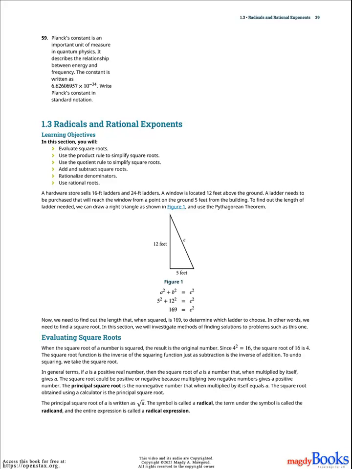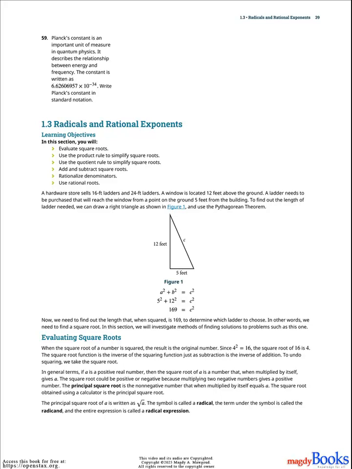Section 1.3, Radicals and Rational Exponents. Learning Objectives. In this section, you will: 1. Evaluate square roots. 2. Use the product rule to simplify square roots. 3. Use the quotient rule to simplify square roots. 4. Add and subtract square roots. 5. Rationalize denominators. 6. Use rational roots.